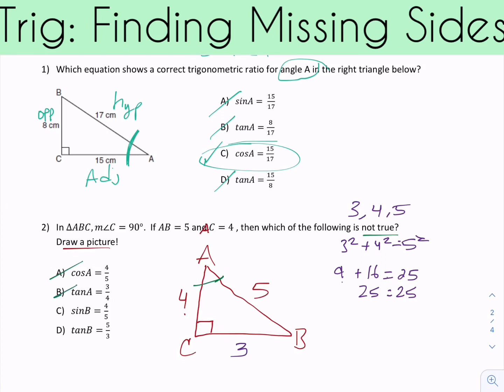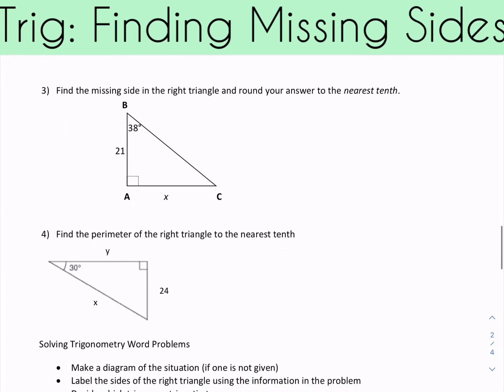So that's correct. Now let's change our reference angle. Now we're going to zone in on angle B as our reference angle. So the sine of B is opposite over hypotenuse, which is 4/5. So that's correct. So this has to be the answer here, but let's just double check why. The tangent of B should be 4/3, opposite over adjacent, but it says that it's 5/3, so that is not true.